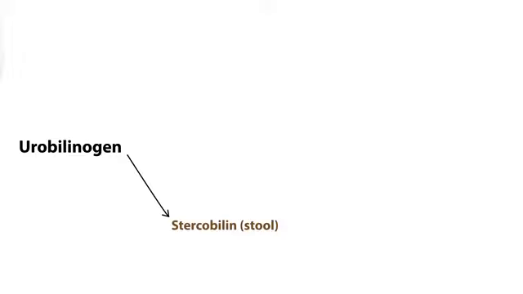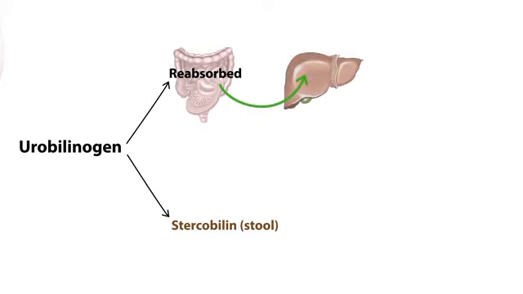Sterco comes from the Latin word for feces, and stercobilin is what gives feces its characteristic brown color, like a poop emoji. But then a relatively small amount of the urobilinogen that is made in the colon is reabsorbed by the gut, and it enters the mesenteric veins and goes back to the liver along with the bile salts and goes back into the bile.